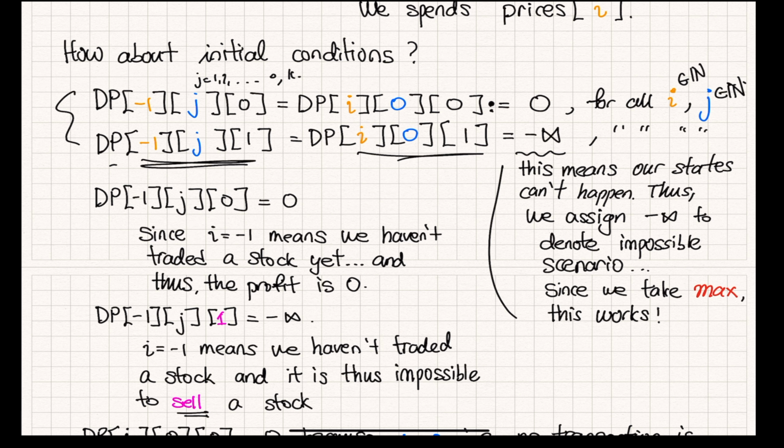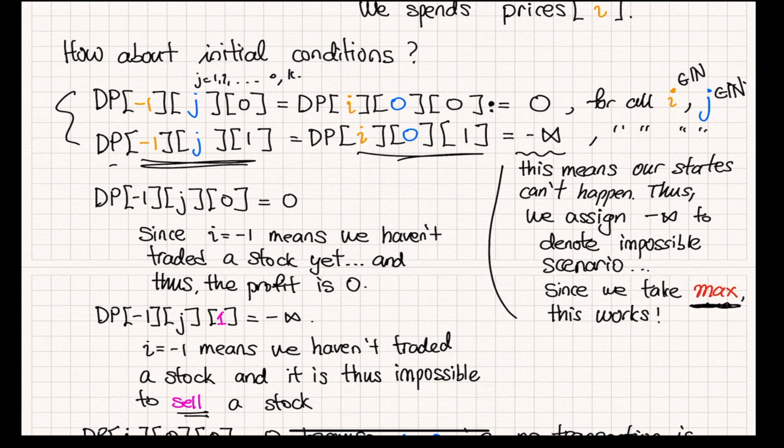To denote impossibility of our states, we just set that equal to negative infinity, because we are taking the maximum here. It will work out. If we had to find the minimum of something, then we could set that equal to positive infinity for impossible cases. But for now, we have to deal with maximum profit. So we set that equal to negative infinity.